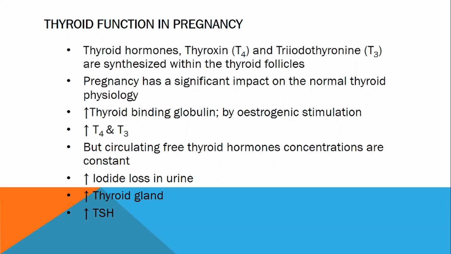It is the total T4 and T3 that is increased. However, the free T4 and T3 concentrations are relatively constant. Because of the increased glomerular filtration rate and renal plasma flow, there is increased iodide loss in urine, which could precipitate hypothyroidism in some conditions. Then, the thyroid gland tends to increase in size, and there is an increase in thyroid stimulating hormone.